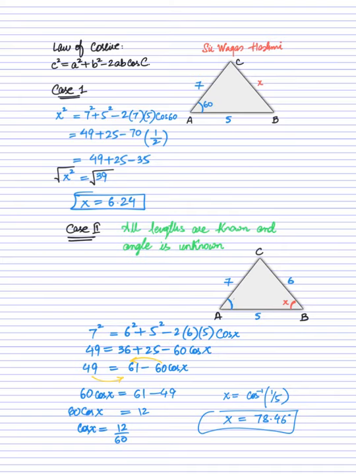Alright, so whenever all three sides are known and the angle is unknown, you need to apply the law of cosine. The pattern is the same: first you write cos of the angle, and on the opposite side of the equals sign you place the side that is opposite to that angle. Then you apply the working formula in the same pattern, solve it, and at the last you apply the inverse of cos to find the value of that angle.